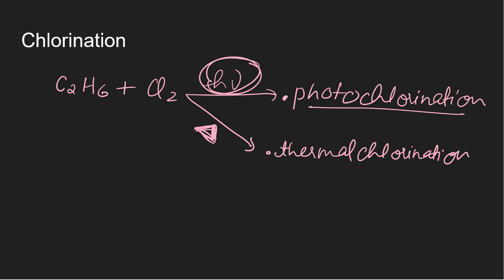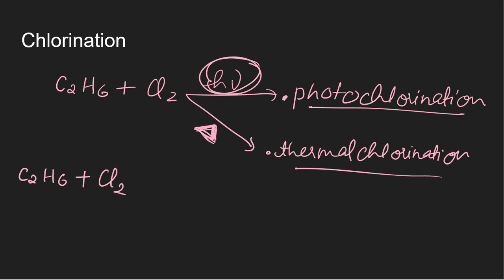If your chlorination is occurring in the presence of sunlight, then you will say that it is photochlorination, and if it is occurring in the presence of heat, then you will say that that particular reaction is thermal chlorination. Now the problem with this is there are a number of products that could be formed. Yes, exactly, there is a mixture of products that will be formed.